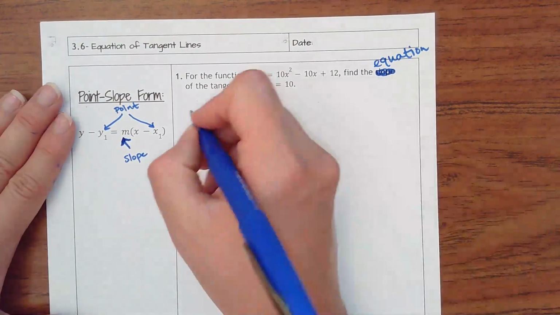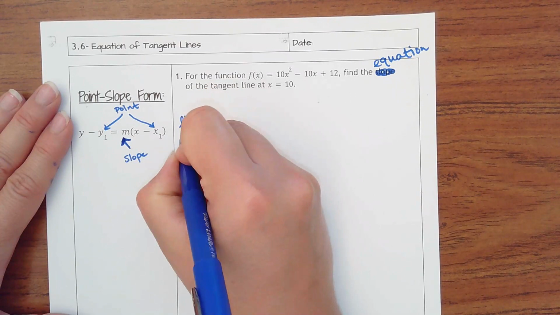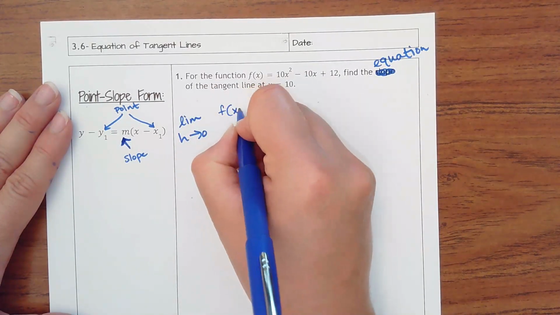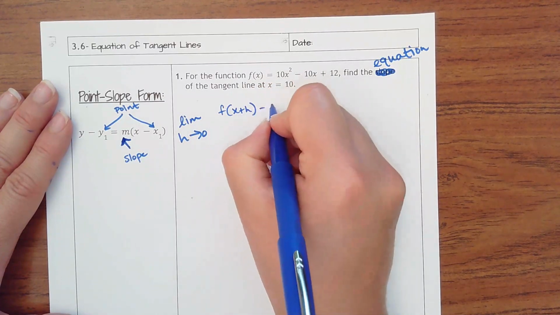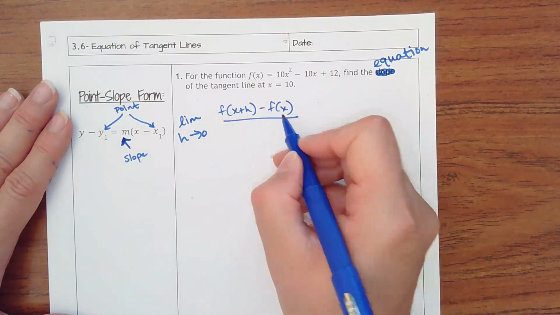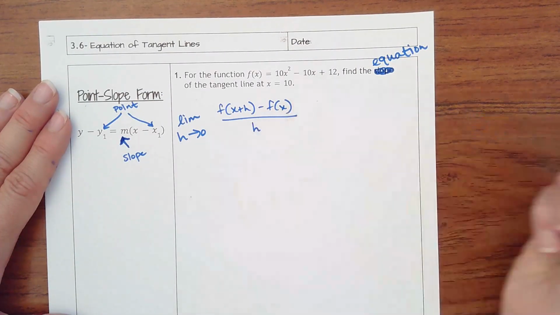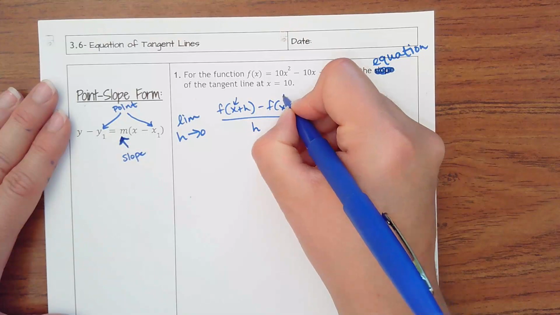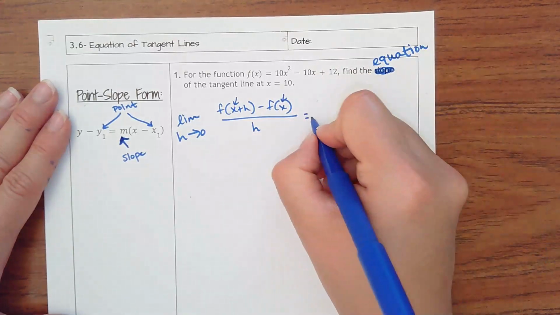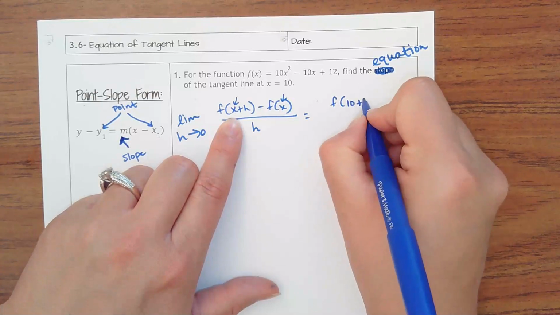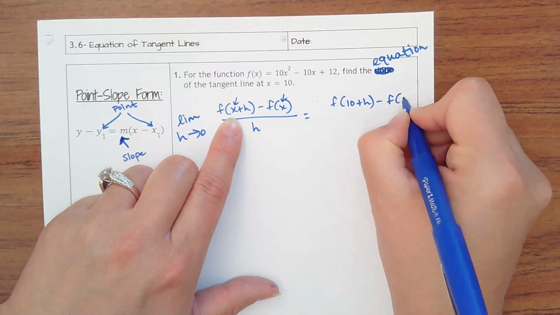So remember that slope of tangent line is a limit. H comes to 0. It's f of x plus h, because that's your y2, minus f of x, that's your y1. And then it was x plus h minus x, the x's cancel and leaves you just with h. They want at 10. So 10 goes in for x. So now it'll say f of 10 plus h minus f of 10.